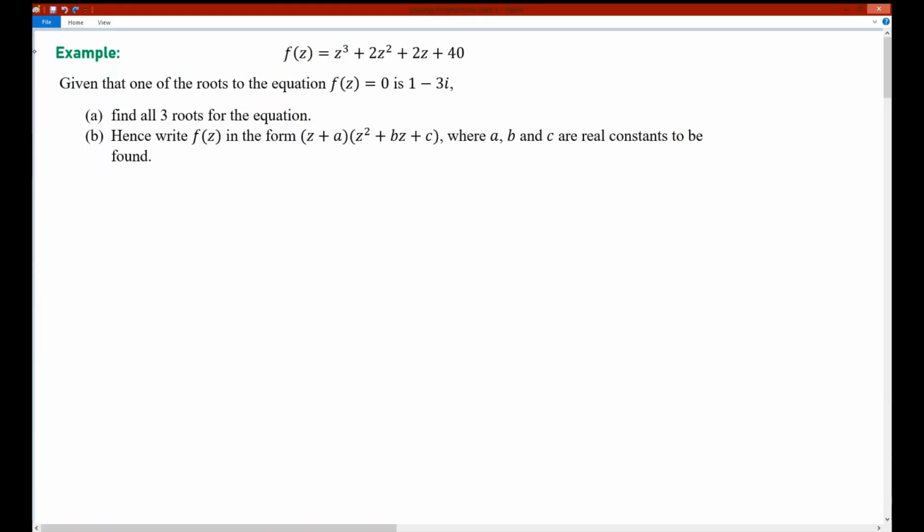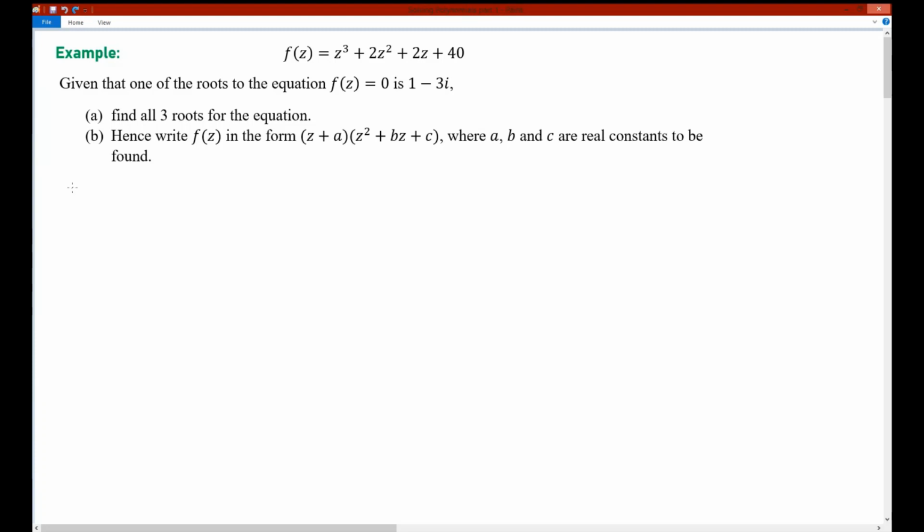Okay then, so here is our example. We've got a cubic equation, and we're given that one of the roots to the equation is 1 minus 3i. We've got to, for part A, find all the 3 roots for the equation, and then part B, effectively factorize the cubic. Now, if this question was just part A, then there are other methods you could use to solve this question, alternatively to the one I'm going to show you here. However, because of the part B that's also there, the method I'm going to be doing is probably best for this particular question.